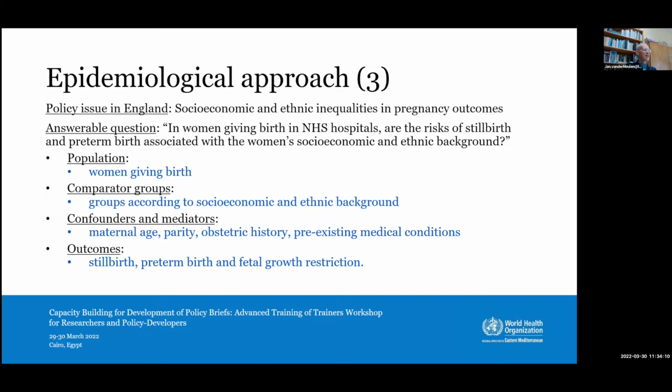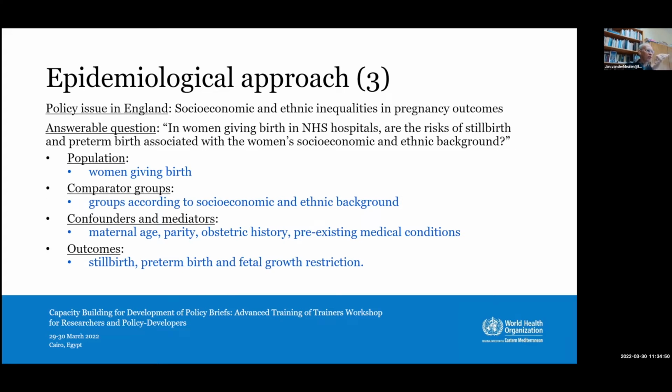The confounders and mediators are, for instance, maternal age, how old the woman is, parity, did she have a baby before, obstetric history, some women have had a cesarean section, that might be important, and pre-existing medical conditions, some women may have, for instance, diabetes, hypertension, whatever relevant conditions you may think of. And you need to think about the outcomes that you take into account here. That could, for instance, be stillbirth, a baby born without signs of life, preterm birth, a baby born too early, or fetal growth restriction, a baby born small for his or her gestational age.